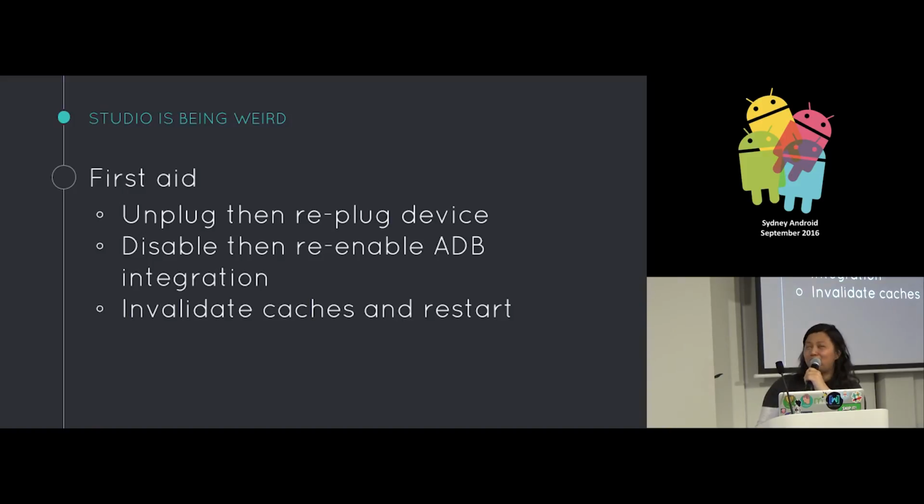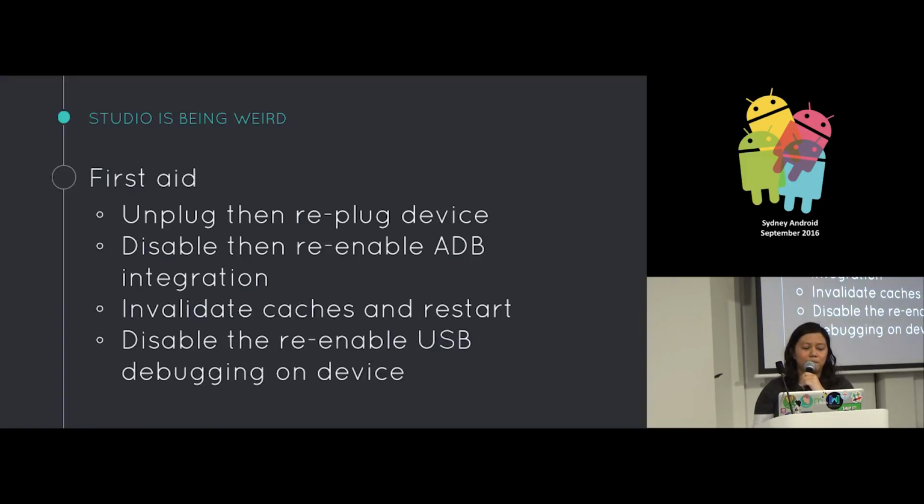Or invalidate caches and restart. In Studio, it's File, Invalidate Caches and Restart. If that doesn't work, revoke all USB debugging authorizations on your device, and then re-allow your computer. Another thing that the Studio team knows for sure is that sometimes it depends on your cable. I know the Belkin ones do not work on my Samsung for some reason. It charges it, but it doesn't allow me to ADB debug for some weird reason.